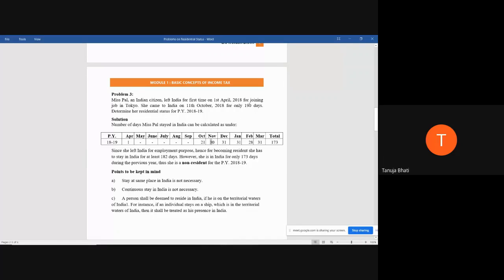November, obviously, here they have written 190 days. So we'll keep on calculating until we reach 190. So 21 days October, November 30, December 31, January 31, February 28, and March 31. And obviously the previous year ends at March. So if you go to see, she has stayed 17 days in April of next year, April 2019. That we need not consider because we just want to see that her stay in the relevant previous year is at least 182 days. So if we count all these number of days, it is coming up to 173.